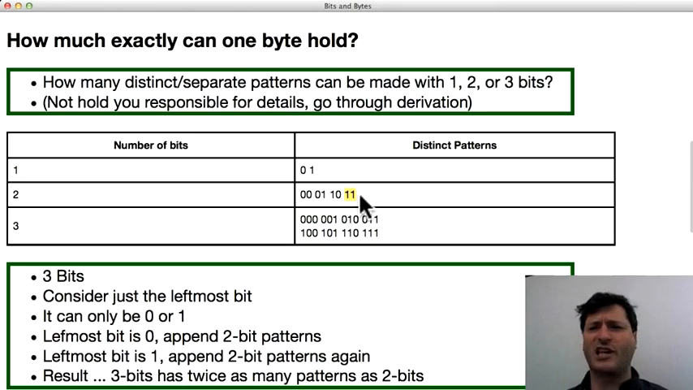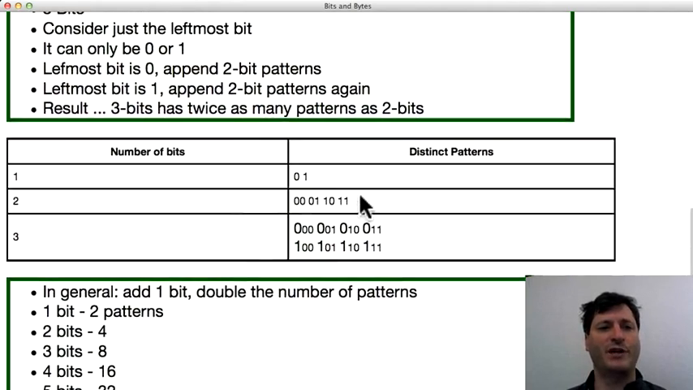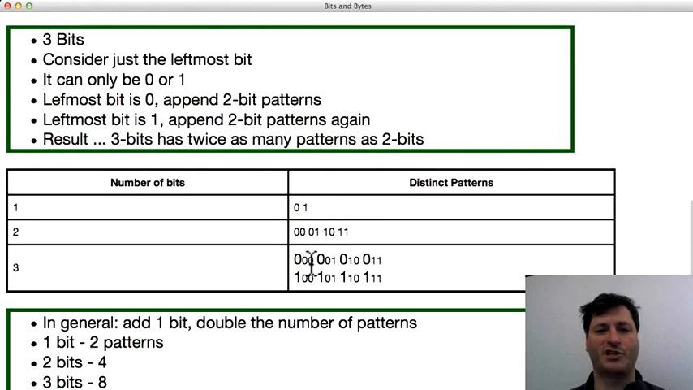Now for 3 bits, it gets a little more complicated. I'm going to break the problem down and walk through how many patterns that's going to make. For 3 bits, here's the 3-bit case down here. I'm imagining I have 3 bits next to each other. Just consider the leftmost bit. Let's isolate on the leftmost bit. There are only 2 possibilities: either the leftmost bit is 0 or the leftmost bit is 1. Those are the only two possibilities. So let's consider the case where it's 0. Just suppose it's 0. That's going to give me this top row.